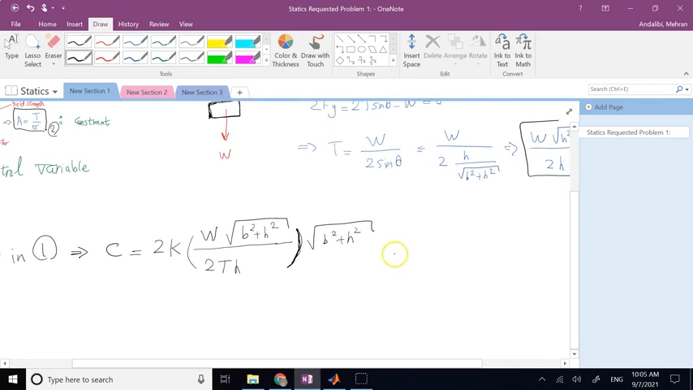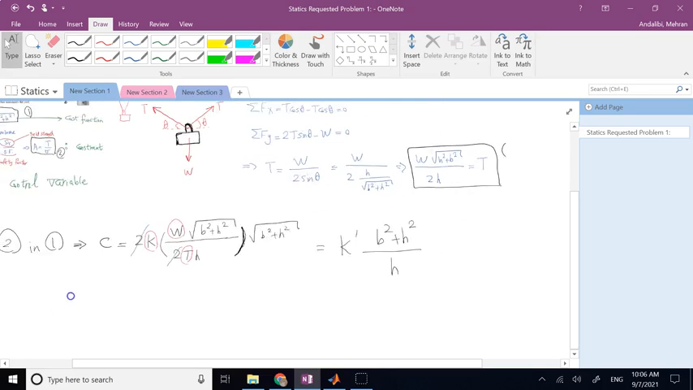And now if I simplify, remember that K is a constant, W is a constant, T is a constant, right? The only variable is h, so I can combine, and these two twos would cancel. So I can combine all these three constants into a new constant, call it K prime. And the function I will have is going to be b squared plus h squared over h, right? These two, the square root and the power 2, would cancel. So this is my cost function.